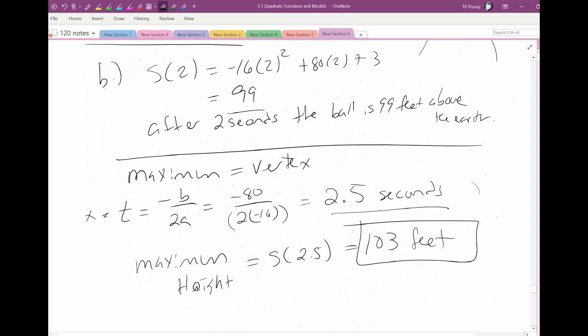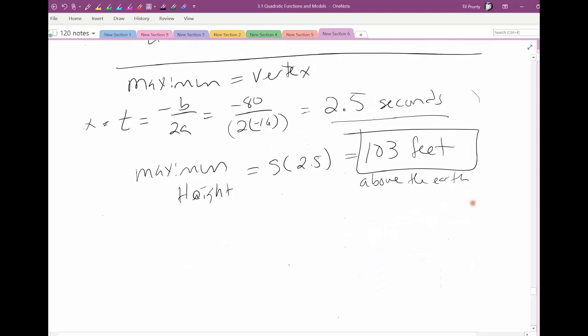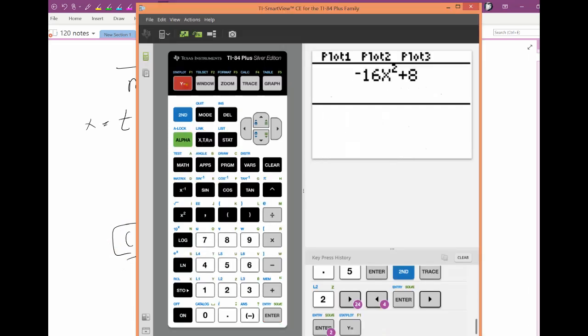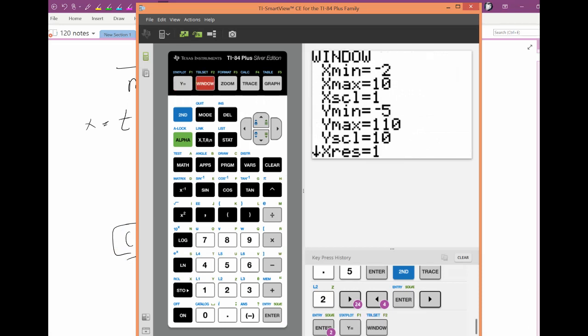Alright, so the ball reaches its peak after 2.5 seconds. That peak is 103 feet above the earth. Alright, that's its peak. Now to check it graphically, I go to my graphing calculator, and I think I already have it typed in. Negative 16x squared plus 80x plus 3. I'm going to go to my window to explain the window that I needed. Alright, so this was the window.